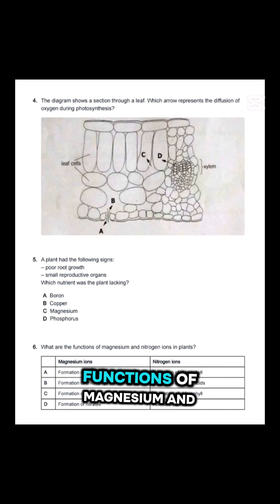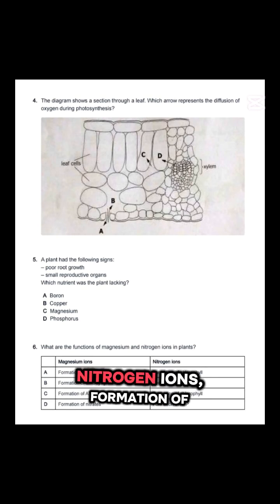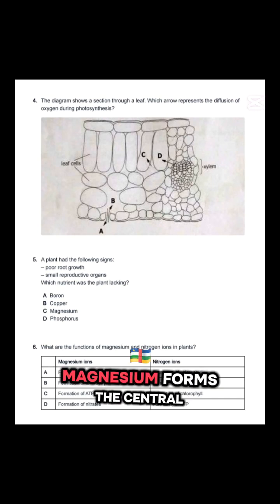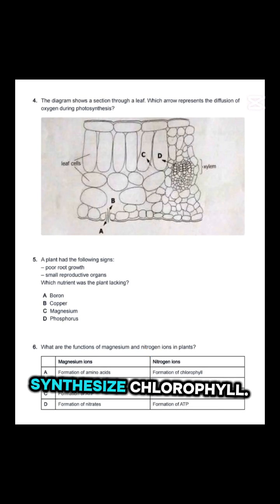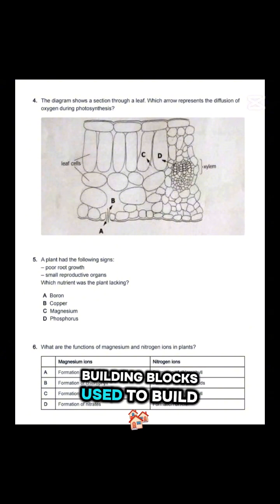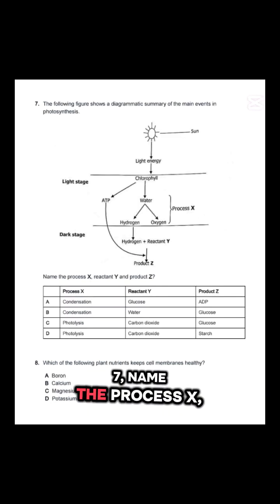6. What are the functions of magnesium and nitrogen ions in plants? Correct answer, B. Magnesium ions, formation of chlorophyll. Nitrogen ions, formation of amino acids. Explanation and reasoning: magnesium forms the central atom of the chlorophyll molecule. Without it, the plant cannot synthesize chlorophyll. Nitrogen is a core component of amine groups, NH2, which are the fundamental building blocks used to build amino acids, and subsequently proteins.